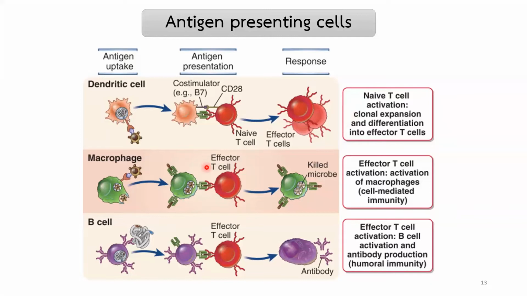And macrophages trigger T cells that localize near the macrophage, because macrophages are located in numerous organs and tissues, so they can present antigen to effector T cells nearby. And B cells can act as antigen presenting cells to get the signal from T cells, and then the B cell will differentiate into plasma cell and produce antibody.